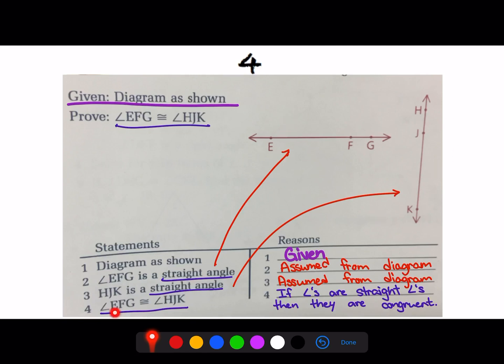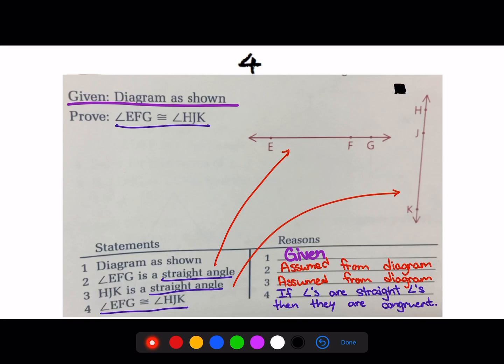Lastly, angle EFG is congruent to angle HJK. The reason that we can say this is our shortcut that we learned when we were doing our 2-column proofs. I can write if 2 angles are straight angles, then they are congruent, or I can say all straight angles are congruent. That's the shortcut that we found out while we were working on straight angles earlier. So keep that in mind. At this point, our proof is now finished, so we can draw our box if we'd like, and you guys are good to go on this one.